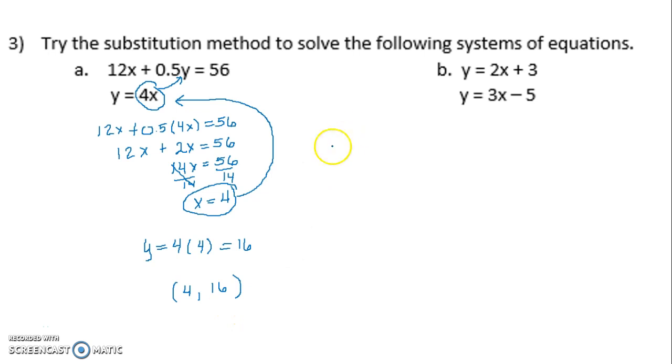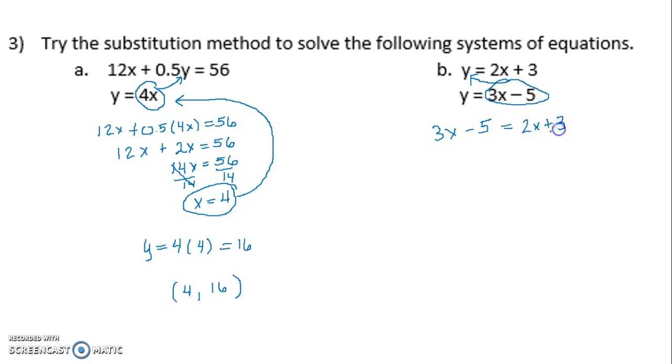Let's try a second example. This one is set up perfectly for us because both equations are solved out for y. So what I'm going to do is I'm going to take this second equation, substitute it into the first equation where there's a y. That gives me 3x minus 5 is equal to 2x plus 3.